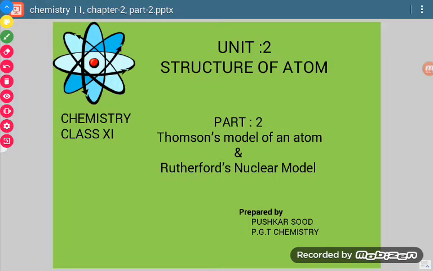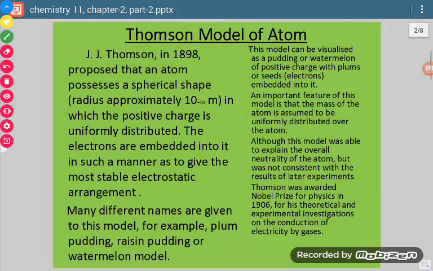Good morning students. Today we are going to discuss Thomson's model of an atom and Rutherford's nuclear model of an atom. First of all, Thomson's model of an atom. These two models we have studied in 9th standard also, so here it is just a revision. Thomson model of an atom.